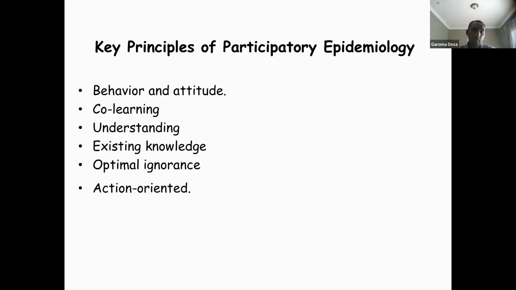Optimal ignorance means, for example, there is no need to know each and every problem in detail. In order to solve major problems, it is important to know some key questions. So it is good to apply the principle of optimal ignorance for less important problems.